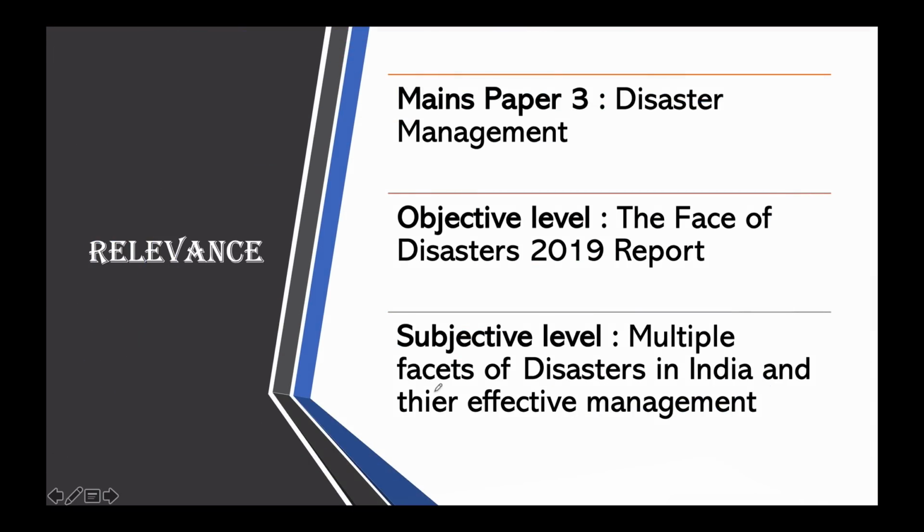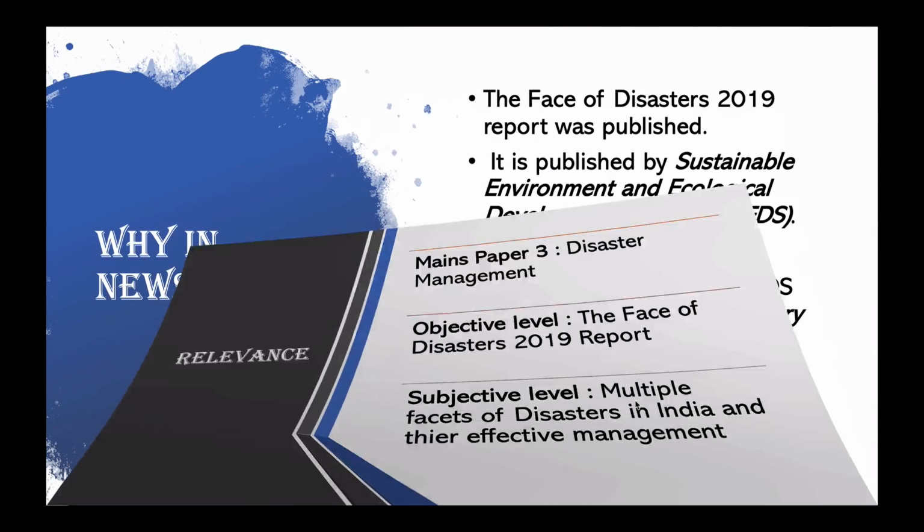Now, what is the relevance of this topic for your exam? In Mains Paper 3, where the portion of disaster management is there, it will be covered. At the objective level, you should know the main things about this report, the Face of Disasters 2019 report. At the subjective level, what are the multiple facets of disasters in India and their effective management, how we can manage well and deal with the disasters or the natural calamities.